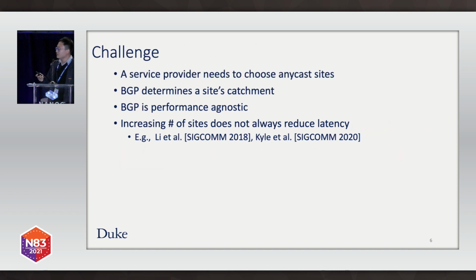So here comes the challenge of how to improve Anycast performance. At first, a service provider needs to select a subset of the Anycast sites to announce the Anycast service. But the problem is that the BGP protocol usually determines a site's catchment, and BGP is usually performance agnostic. That shows us that increasing the number of sites does not always reduce latency, which is also confirmed by several previous works.